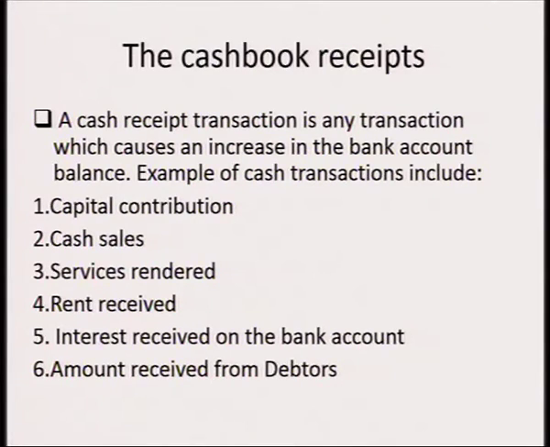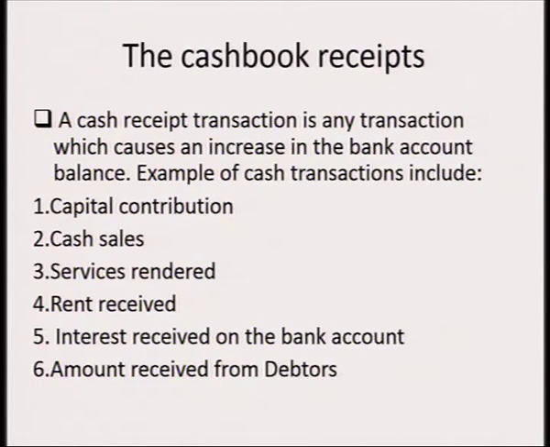And the cashbook receipt. A cash receipt transaction is any transaction which causes an increase in the bank account balance. Examples of cash transactions include capital contribution. We all know what capital is: money that the owner contributed into the business for setup. Capital can be in the form of cash, money that the owner brings into the business, it can be in the form of a vehicle that the owner brought as part of starting the business, or it can be in the form of skills that the owner will use in starting up a business as well.